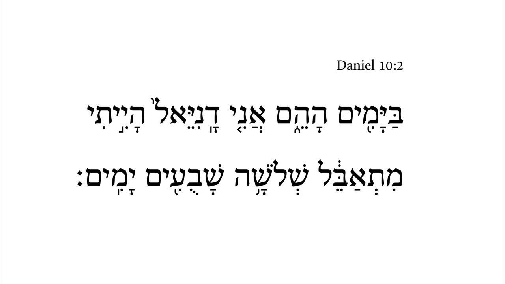Daniel 10:2. Bayamim hahem, ani Daniel, hayiti mitabel, shelosha shevuim yamim. So we have here a time marker. So in those days, now I jumped over there and got hahem. Notice here that this is the word for those, but we do have something like the definite article on it here. And notice we have the definite article here. So this is a demonstrative adjective describing those. And so we have there in those days as a time marker.